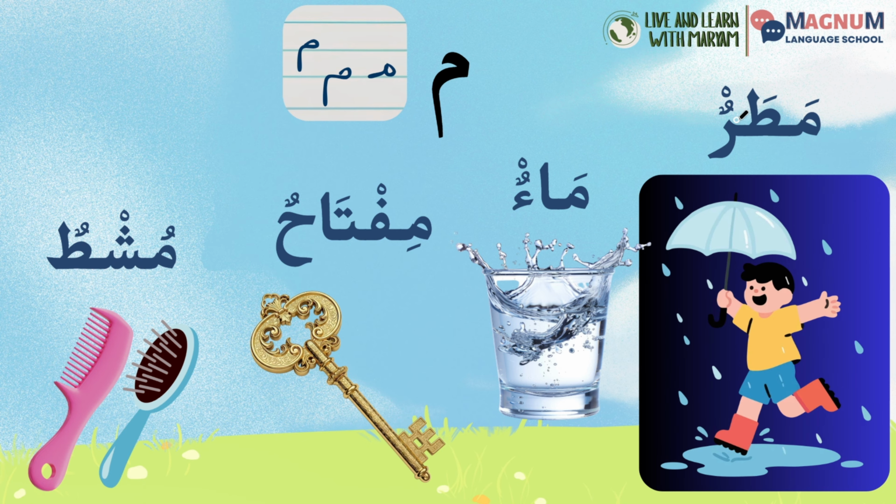Meem for Matarun means rain. Meem for Ma'un means water. Meem for Miftahun means key. Meem for Mushtun means comb.